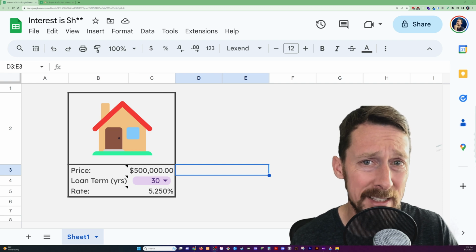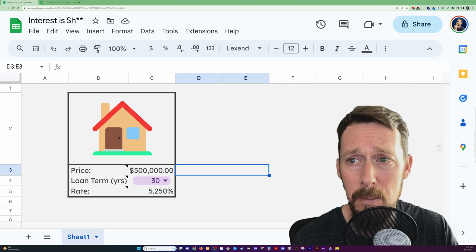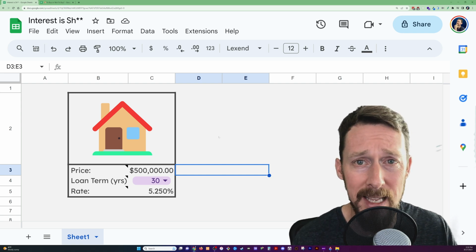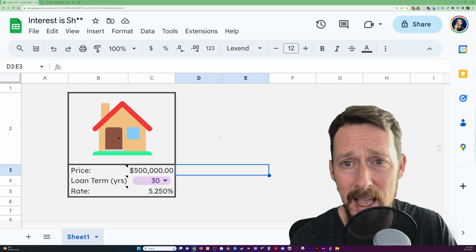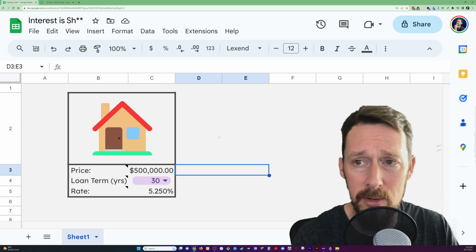Have you ever considered how much interest that you pay over time, particularly in the purchase of a home? Well, here I've got some random data. Let's just take a $500,000 price tag, a 30-year loan, and a 5.25% annual interest rate.